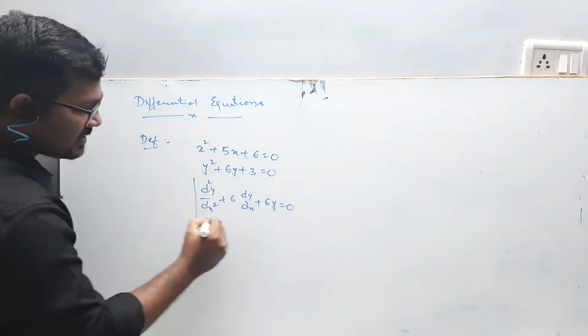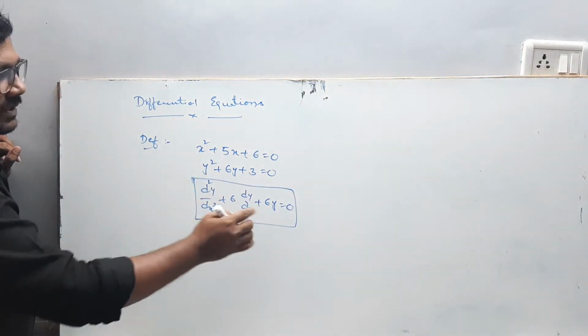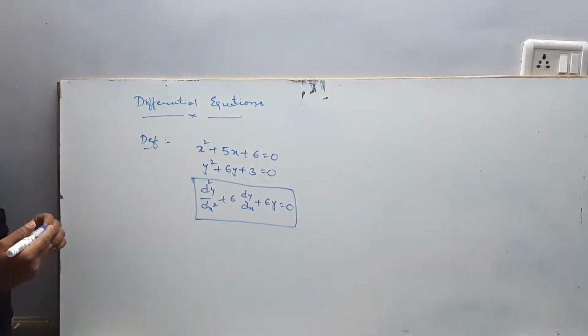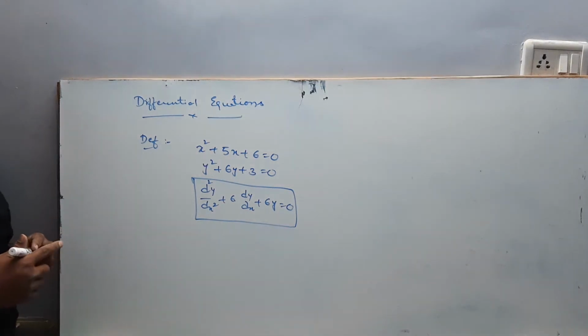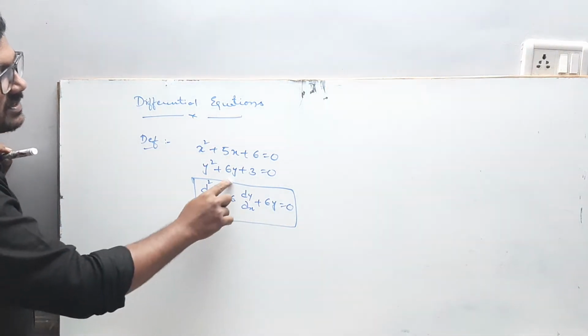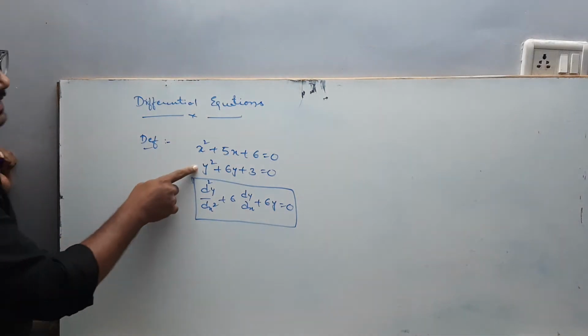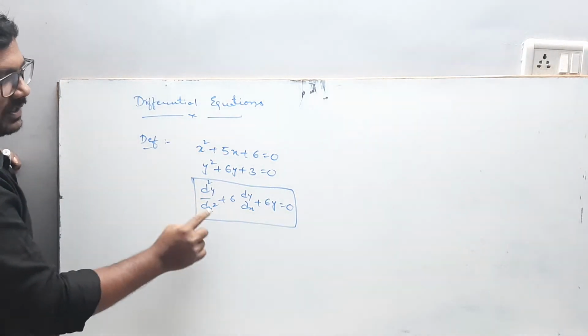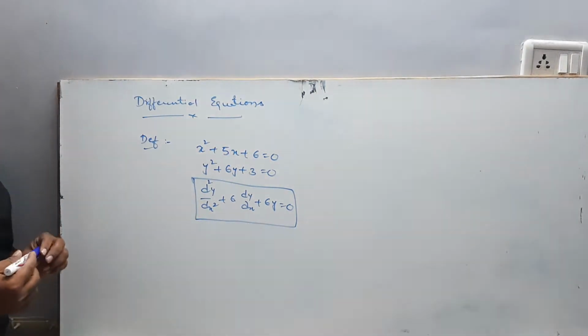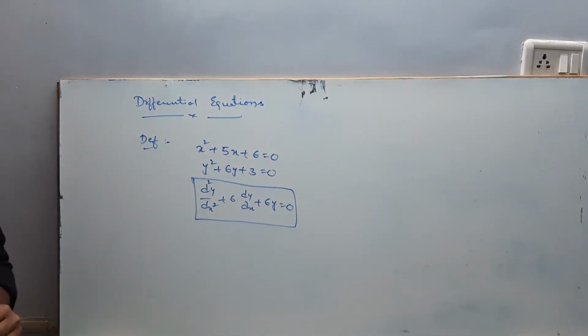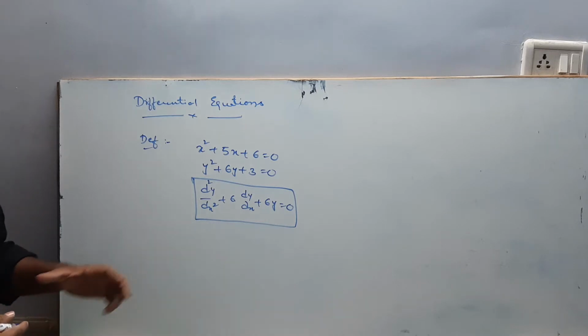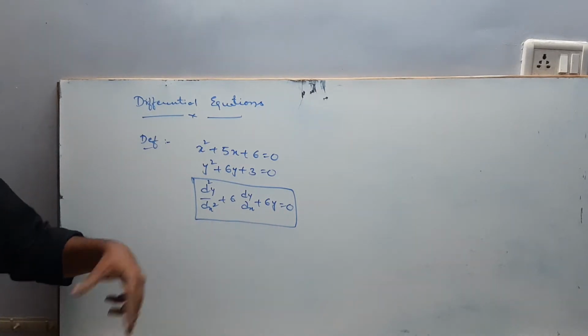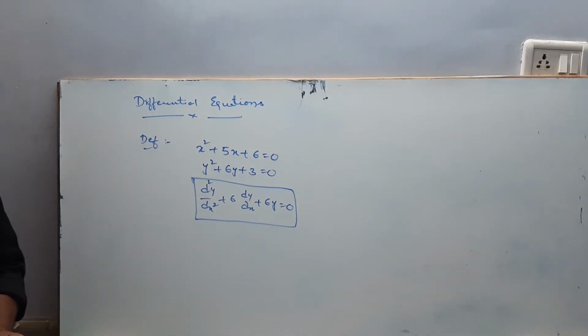When I looked at this type of equation equal to 0, it's an equation. Here x is the variable, here y is the variable, here x is the variable, but here the derivatives are acting as the variable. So my topic name is differential equation. It means an equation which involves derivatives is called a differential equation.